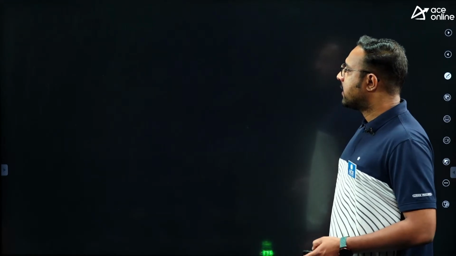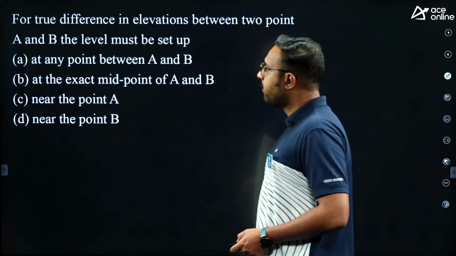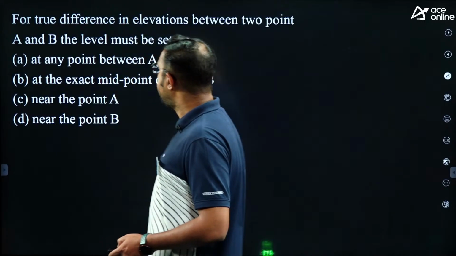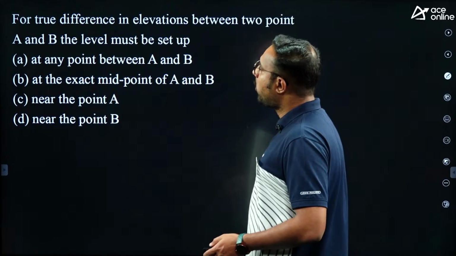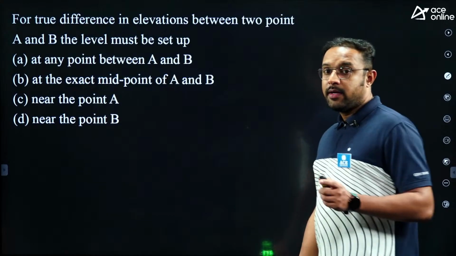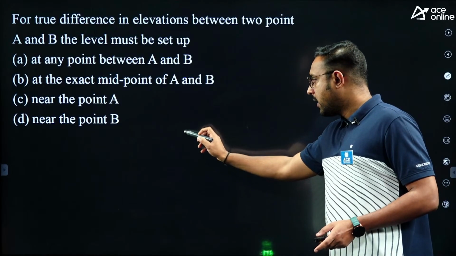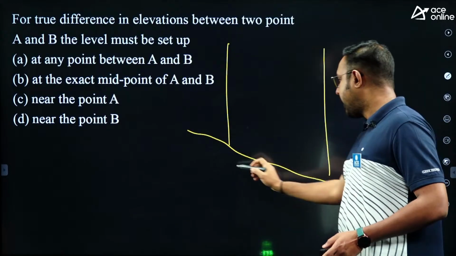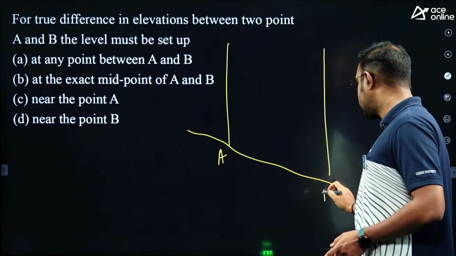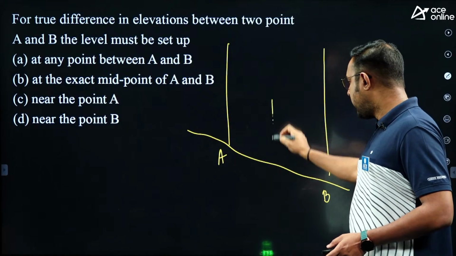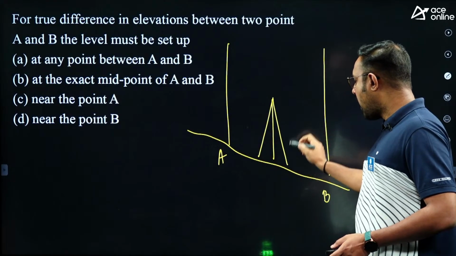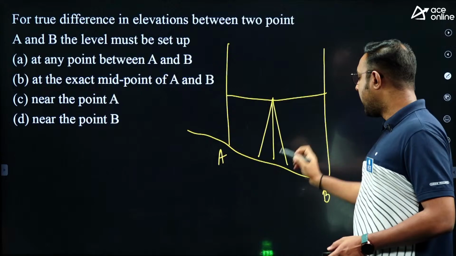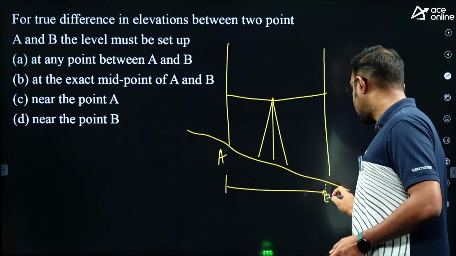Okay. Next step. Right, for true differences in elevations between 2 points A and B, the level must be kept where? So this is my question. Can anybody give me the answer? These are 2 points and I want to find out the true difference in elevations between the points. Even if the instrument has errors, I want the true difference in elevations. Then where will I keep the instrument? Exactly midway between the staff stations.